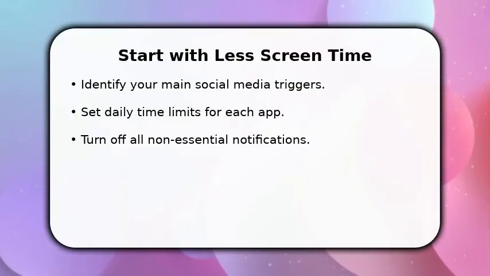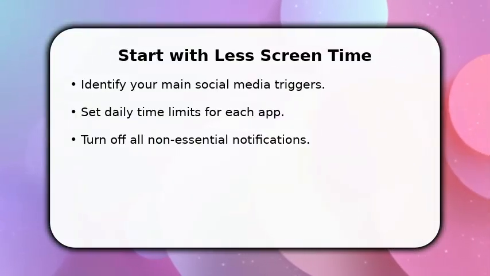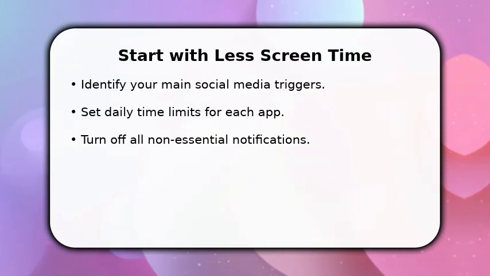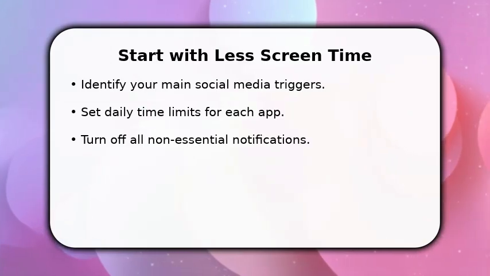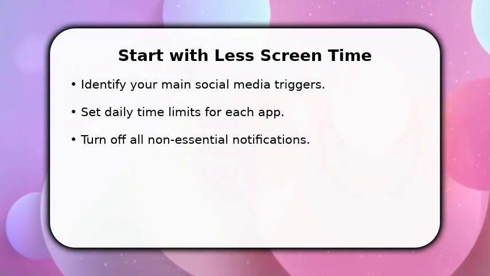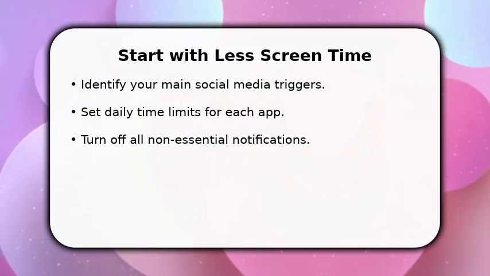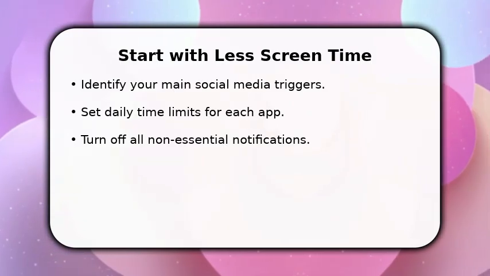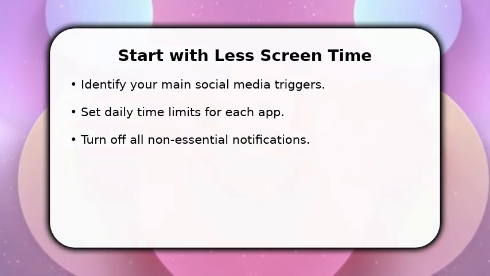In this video, I will explain how to use social media less. First, identify your main social media triggers, like boredom or stress, to understand when you're most likely to open an app. Then, set clear daily time limits for each platform you use, perhaps 15 minutes per app, and stick to them. Finally, turn off all non-essential notifications to reduce constant interruptions and temptations to check your phone.